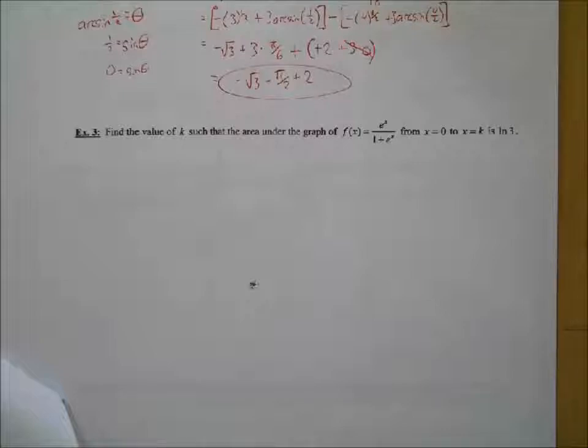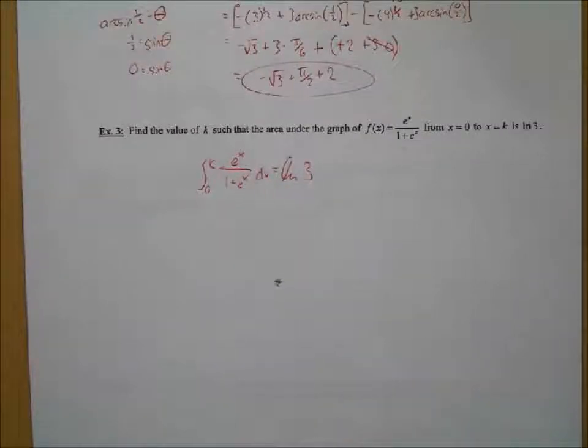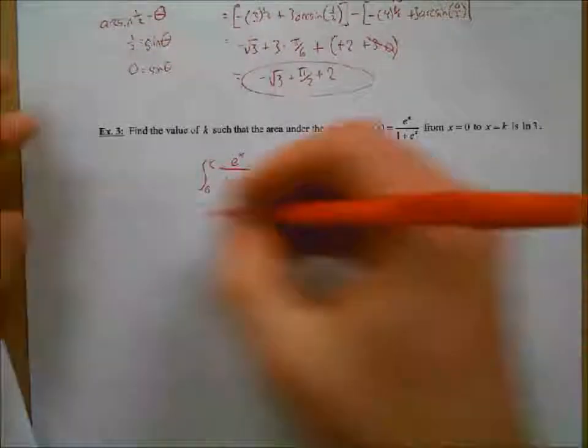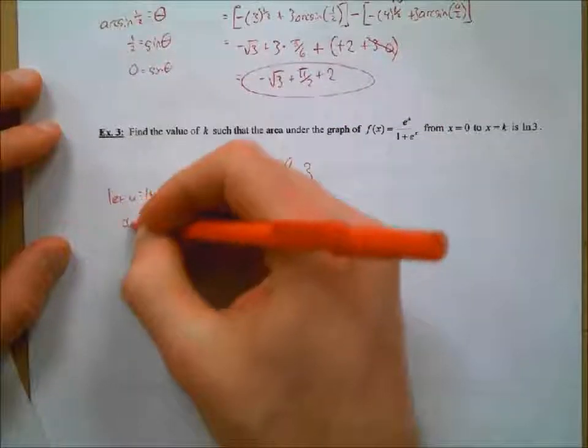So at least hopefully there's our setup, right? The integral from 0 to k of e to the x over 1 plus e to the x dx equals the natural log of 3. What would be our technique here that we would want to use in order to integrate this? U substitution. Let u equal 1 plus e to the x. Okay, du equals e to the x dx.